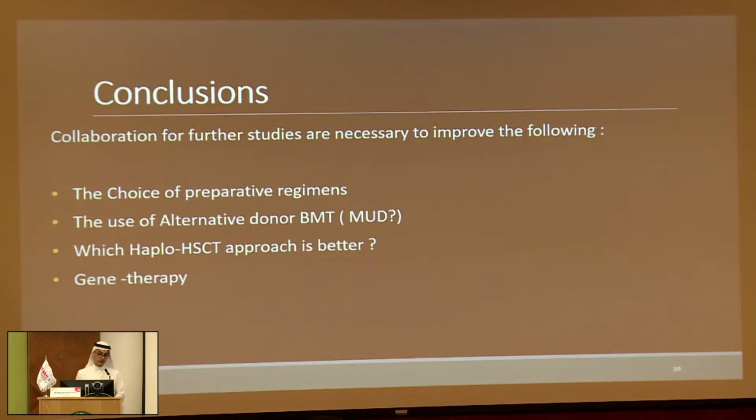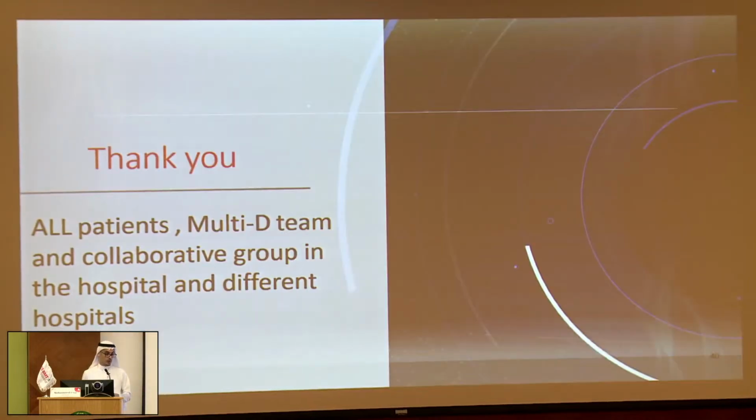So based on that, the conclusions are that the choices of preparative and conditioning regimens are still evolving and getting better. The use of alternative donor BMT is also still evolving, especially in the haploidentical setting. For matched unrelated donors with newer GVHD prophylaxis, I was speaking to my mentor, Dr. Abdullah, about other agents like abatacept and how to incorporate them in matched unrelated and mismatched unrelated donors. And of course, gene therapy is one of the things that would also be on the table to discuss.